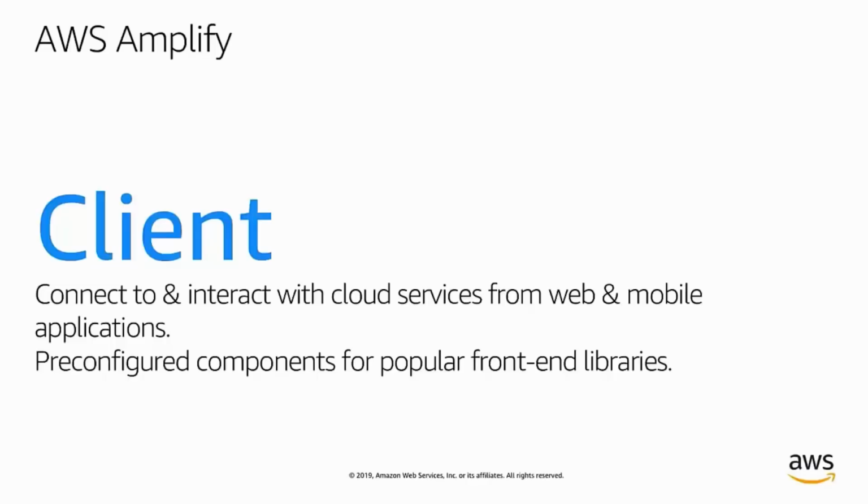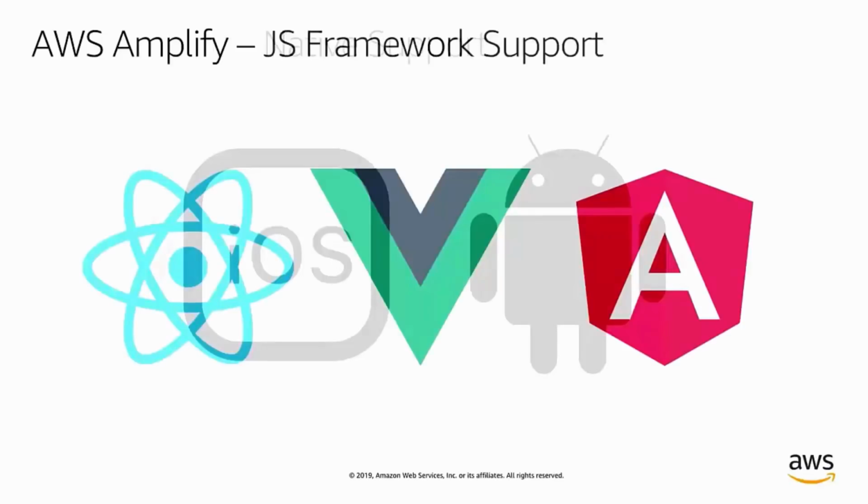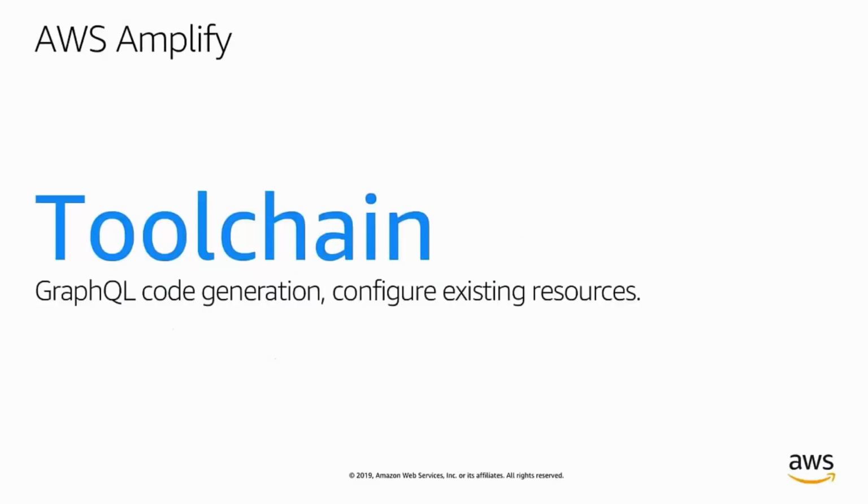So that's the CLI. The client is, again, what you use to interact with these different cloud services once you create them. So you'll use the CLI to create the services, then you'll use the client to connect to the services. And the different front-end libraries that we have support for right now: for native, we have native iOS and native Android support. And for web and JS frameworks in general, we have support for React, React Native, Vue, Angular, and Ionic. And then finally, we have the Amplify toolchain. This is really part of the CLI, but it allows you to configure existing resources and do GraphQL code generation. We'll be looking at the GraphQL code generation in just a moment.